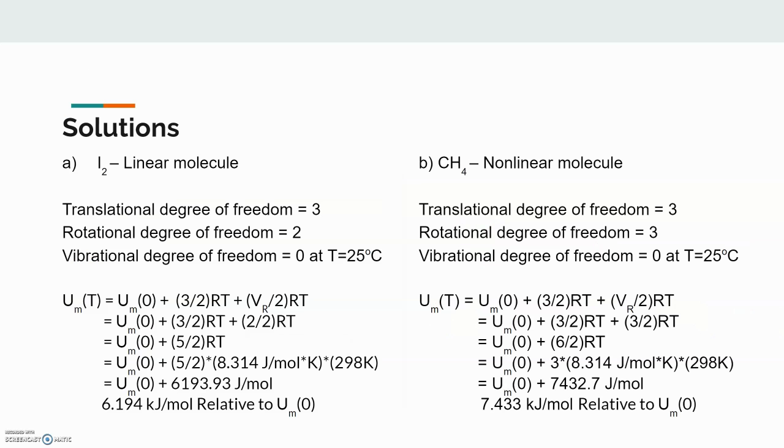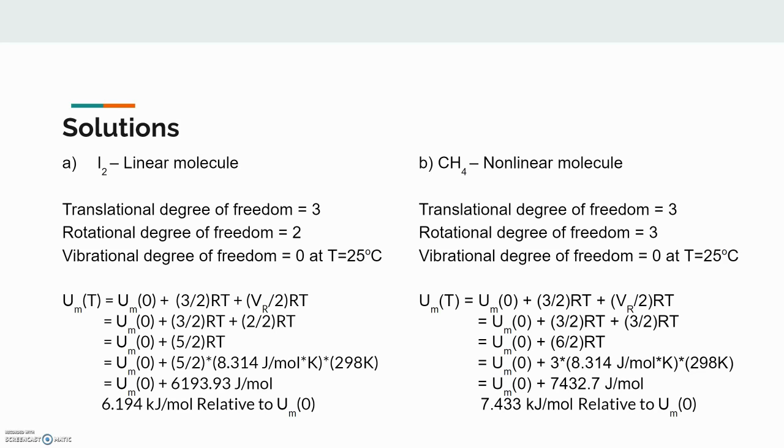Getting into the solutions now, for part A, we know it's 3 translational degrees of freedom and 2 rotational degrees of freedom because it's linear, and our vibrational degrees of freedom is 0 at the low temperature of 25 degrees Celsius. We can see that the molar internal energy is equal to the molar internal energy at T equal to 0 plus 5/2 RT, which comes out to 6.194 kilojoules per mole relative to the molar internal energy at T equal to 0.